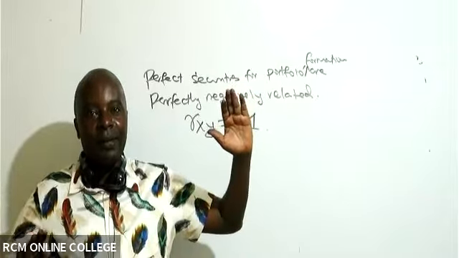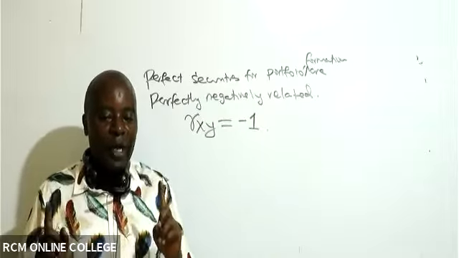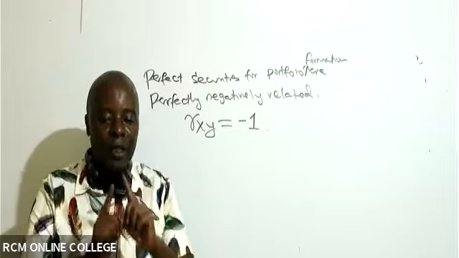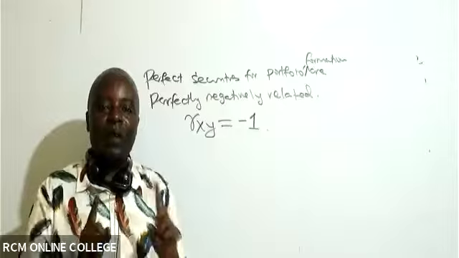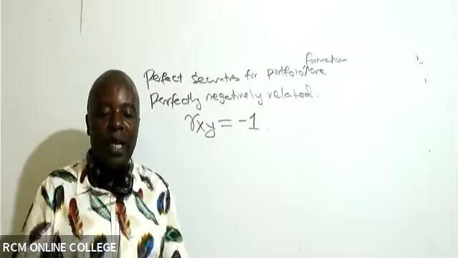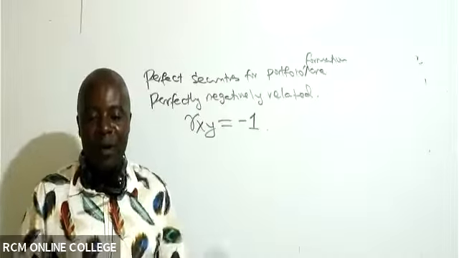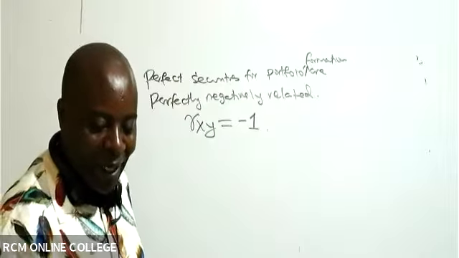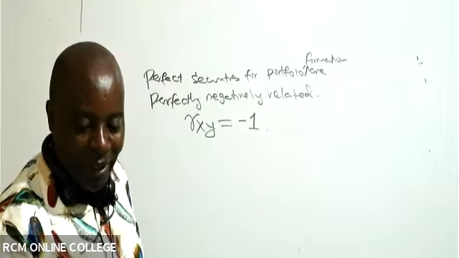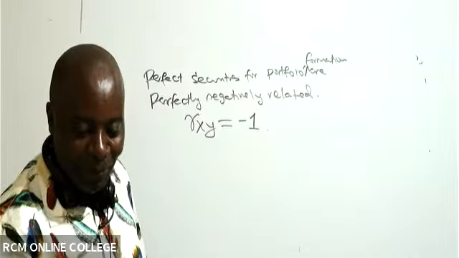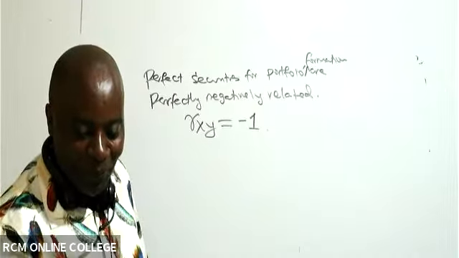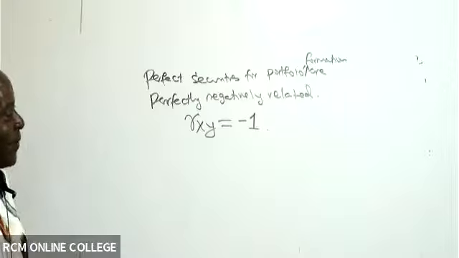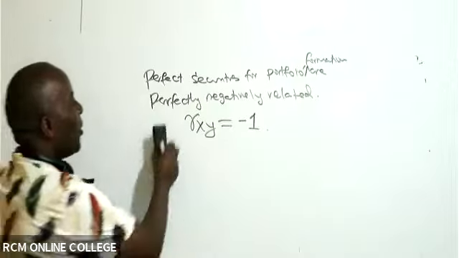Because you'll be told to advise: when it is perfectly positively related, that one you shall reject. But if it's a perfect negative relationship, that one we shall accept. That is what we want, very good. So up to here, ladies and gentlemen, are we together somehow? All right.